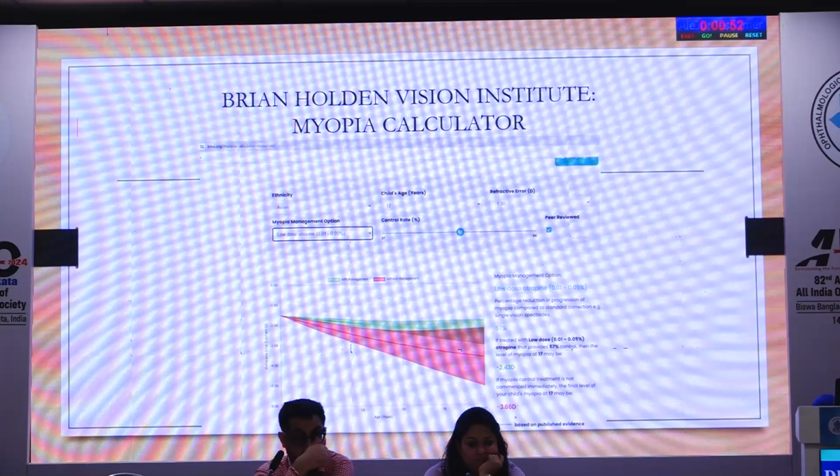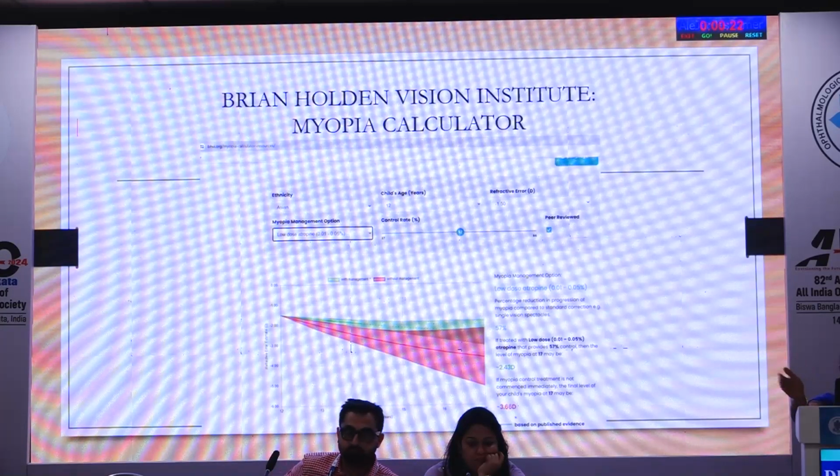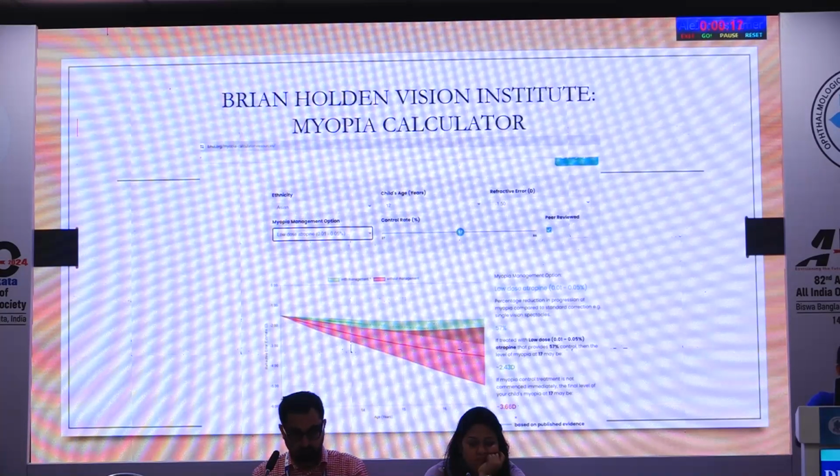This is again a very useful tool that I use. BHVI has a lot of info available online, and this is a myopia calculator. For that particular age group of a child, if you enter this data, you will find that the progression can happen. So this data just shows you for a 12-year-old child who is starting at minus 1.5, at 17 years old, he might get minus 3.6. So they have a prediction of how much this myopia will progress if you do nothing. And this helps your parent understand, okay, this is what we are looking at.